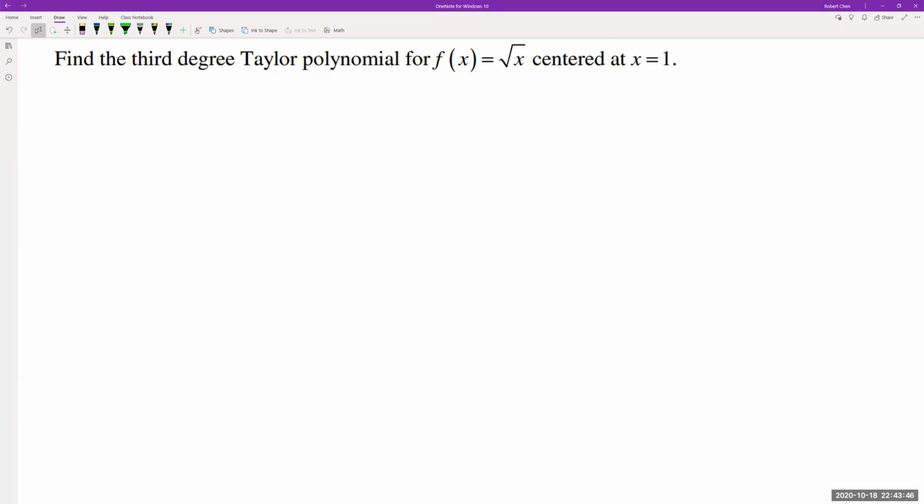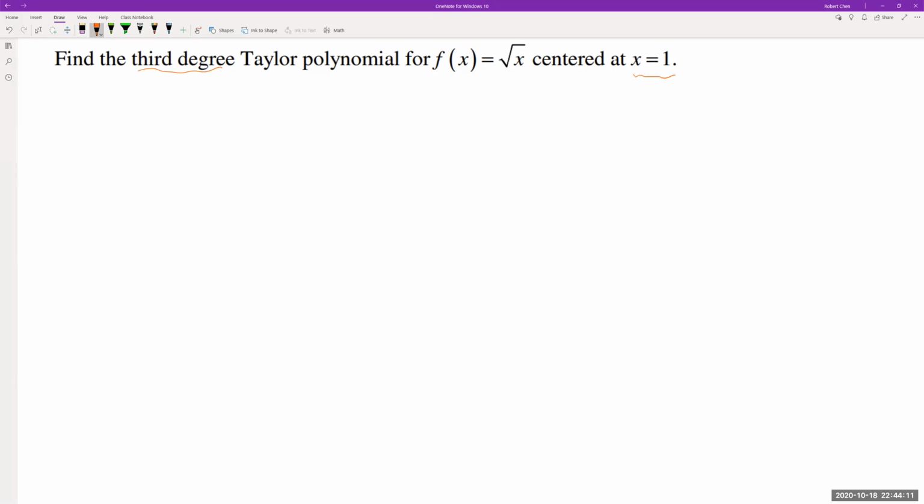All right, so let's do our last example for this section. You want to find the third degree Taylor polynomial for f of x equals square root of x centered at x equals 1. Now we're looking at something a little different. The center is not at 0 anymore, it's at x equals 1. And specifically, it's only asking us for the third degree Taylor polynomial.